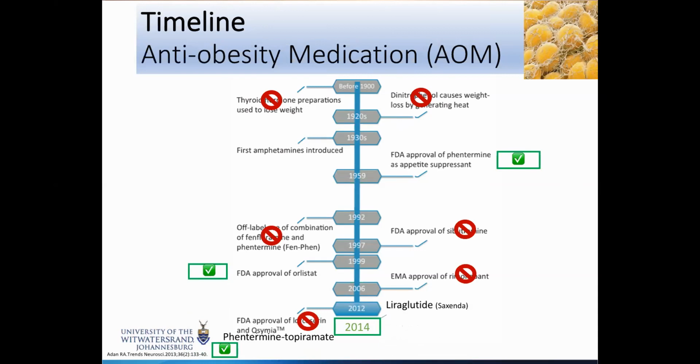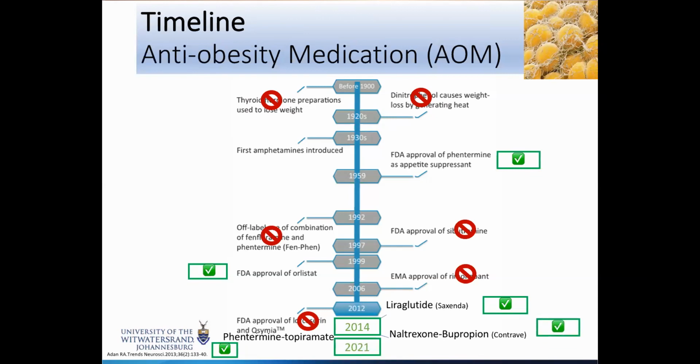Then we've got our diabetic drugs, of which one is approved for obesity at a higher dose, Saxenda, liraglutide. And we have the combination Contrave, which is a combination of Naltrexone-Bupropion, approved in 2014. And we'll discuss this a little further later on, and the reason is that it's just been launched in South Africa last month.